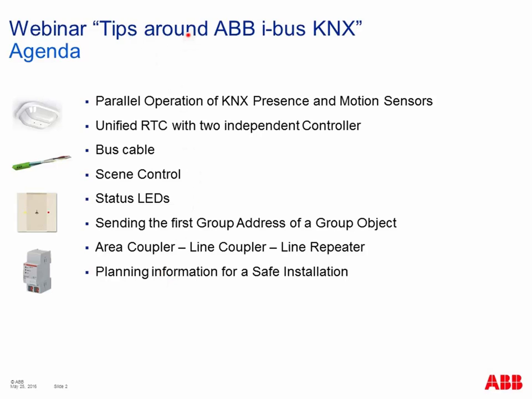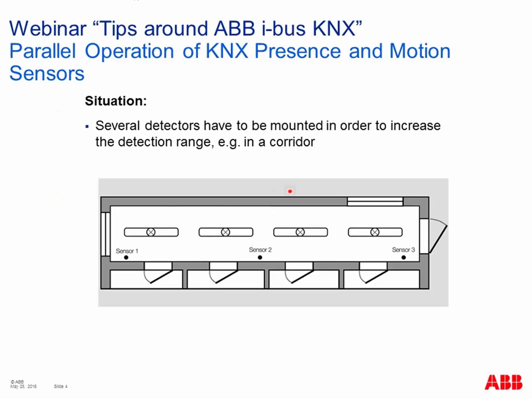Good, let's start with the first topic, parallel operation of KNX presence and motion sensors. Let's go directly into a practical situation. For example, you have a corridor with some lights operated together, and due to the size or the length of the corridor you need more sensors, either motion detectors or presence detectors, to cover the whole area. So you have to operate sensors in parallel together with the actuator operating the light.